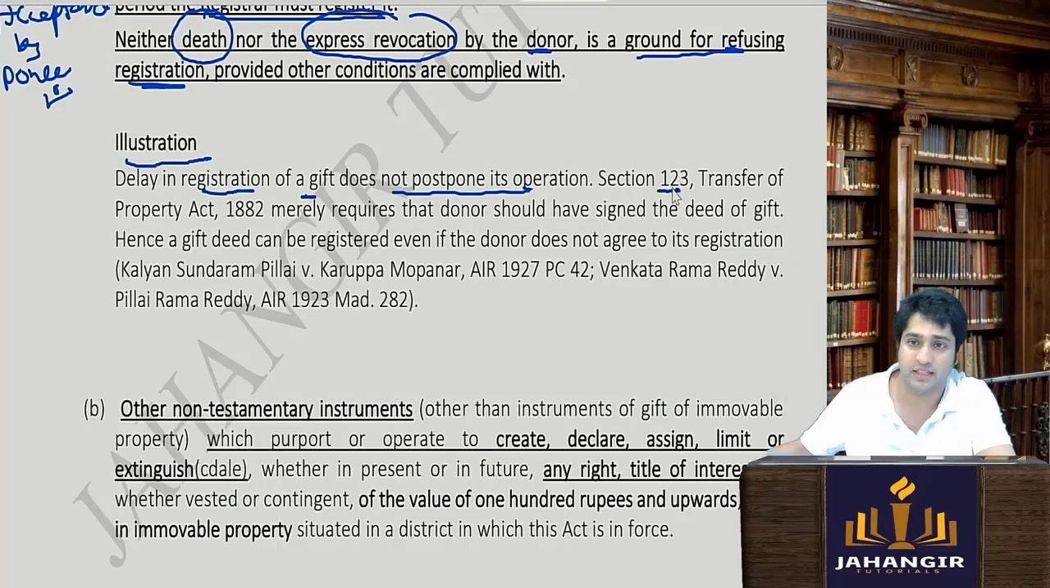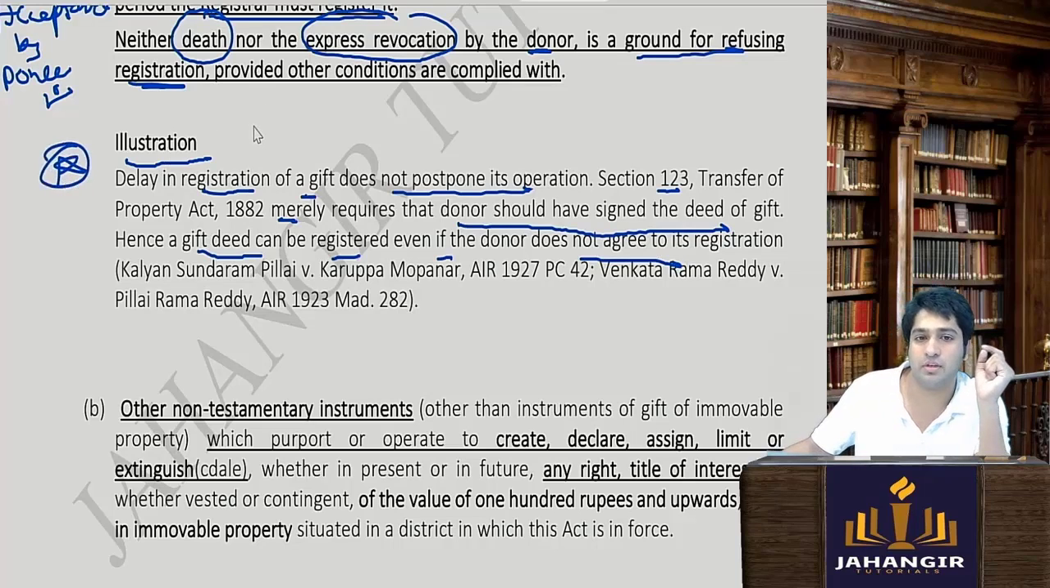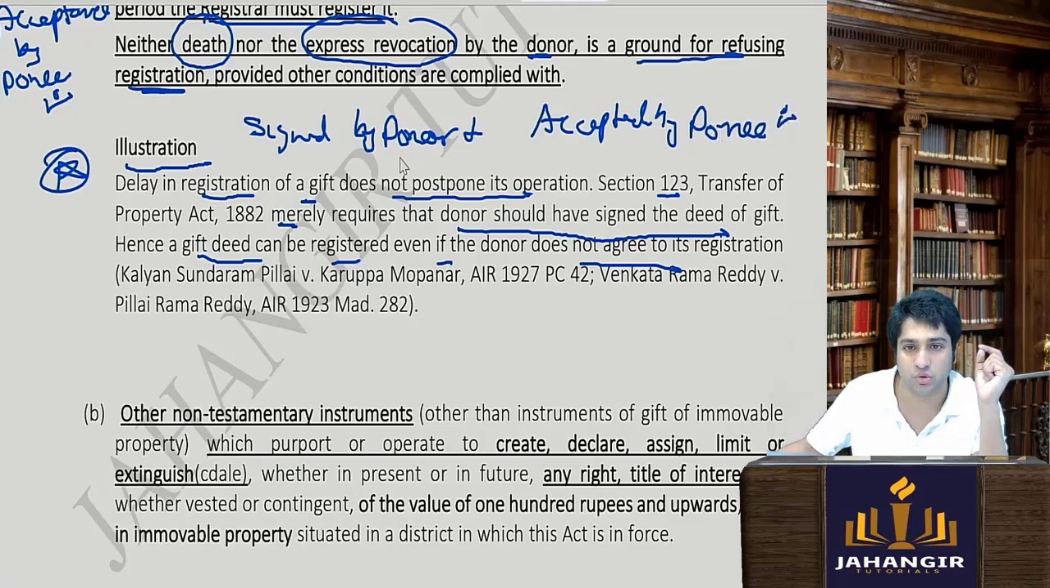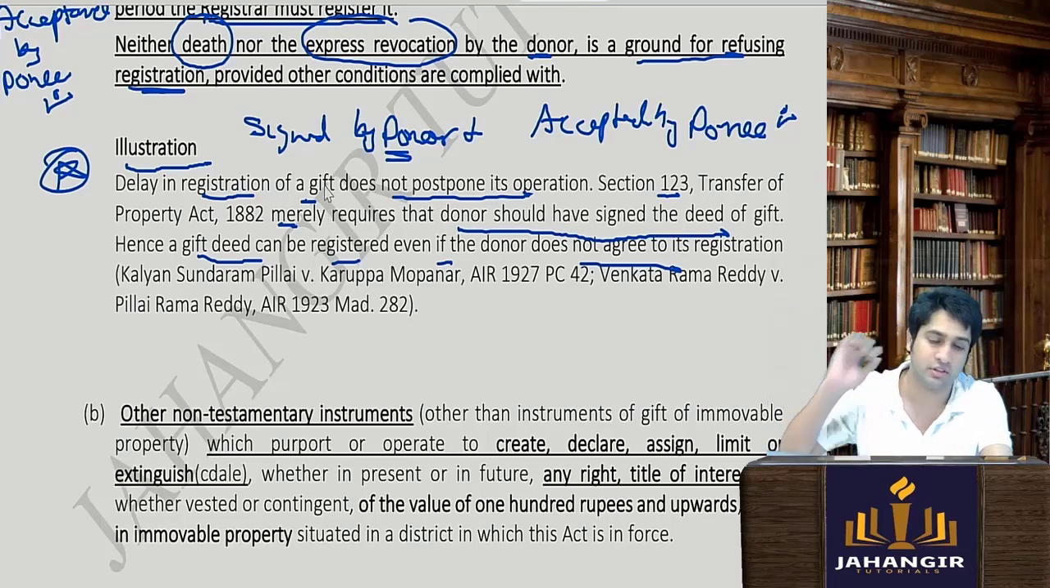Section 123, which talks about gift, merely requires that the donor should have signed the deed of gift. Hence, a gift deed can be registered even if the donor does not agree to its registration. What is the requirement of a gift? That it should be signed by donor, and it must be accepted by donee. अगर ये दोनों complete हो गया, then the donor also cannot revoke his gift because वो ट्रांसफर हो जाता है ओनरशिप का, खाली रजिस्ट्रेशन की फॉर्मेलिटी बाकी है.